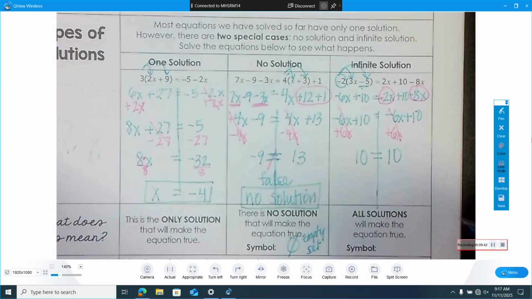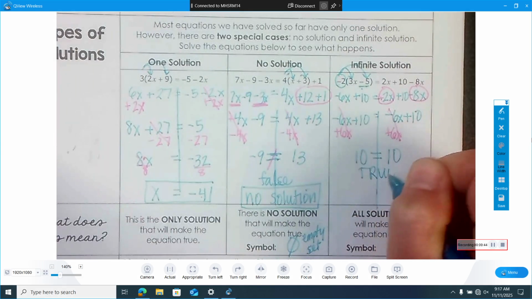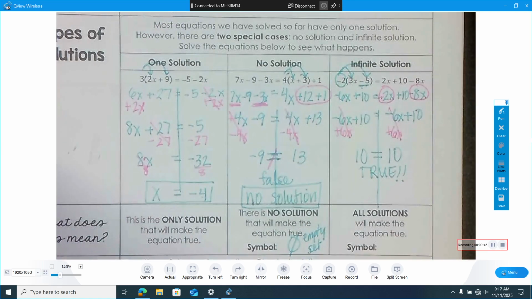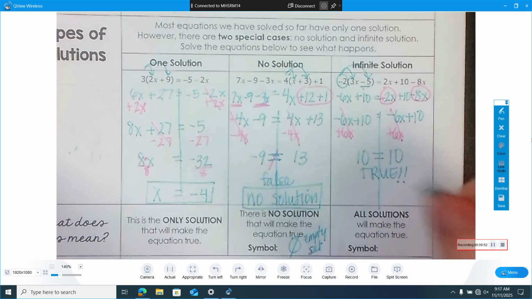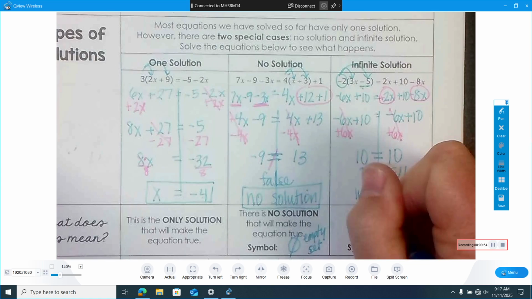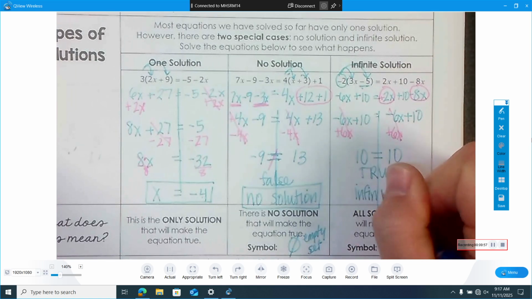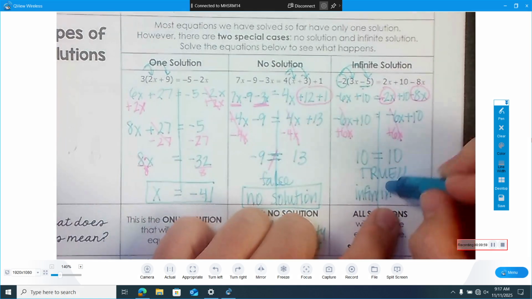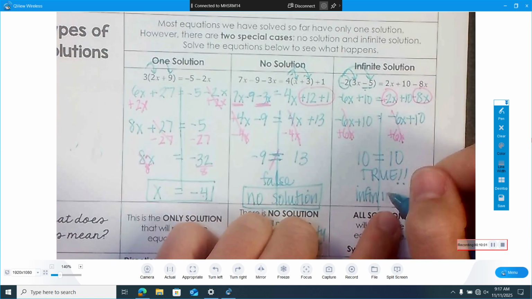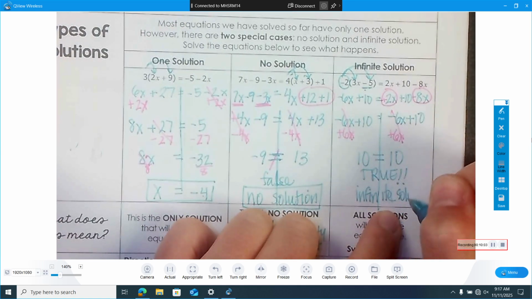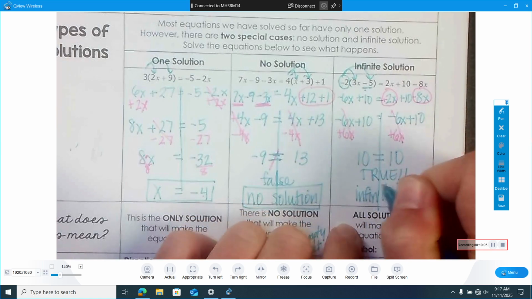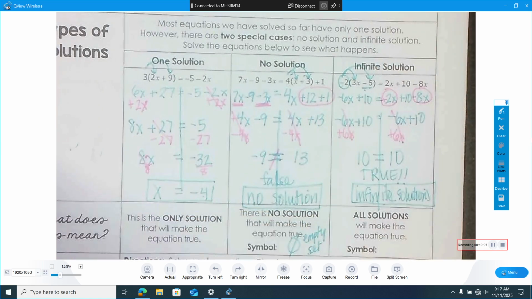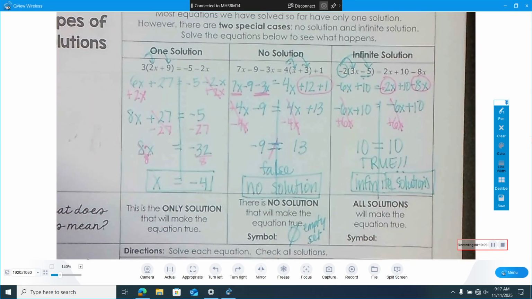True or false? That is a very true statement. That is absolutely true. And in fact, is it true all the time? It's always true. Okay, so what this means is that there are infinite solutions. I-N-F-I-N-I-T-E, infinite solutions. There are a million, billion, trillion different answers that would work.